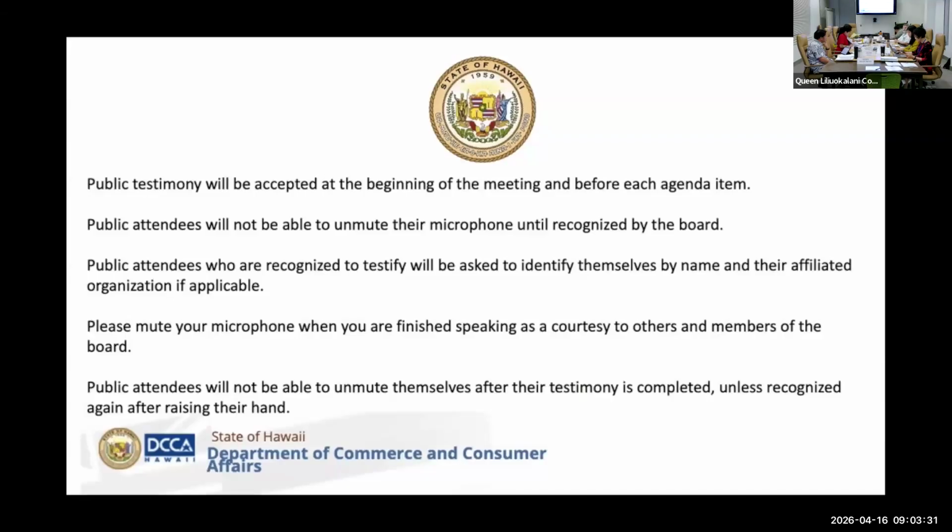Again, public testimony will be accepted at the beginning of the meeting and before each agenda item. Public attendees will not be able to unmute their microphone until recognized by the board. Public attendees who are recognized to testify will be asked to identify themselves by name and their affiliated organization if applicable. Please mute your microphone when you are finished speaking, as a courtesy to others and members of the board. Public attendees will not be able to unmute themselves after the testimony is completed unless recognized again after raising their hand.